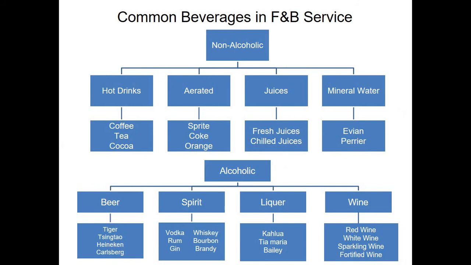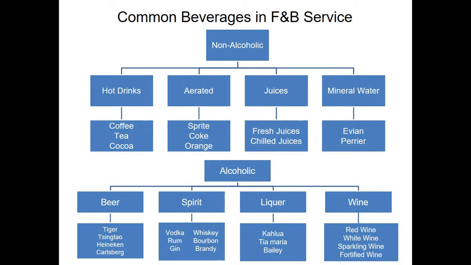In a fine dining environment, it is always a good start for you to know the common types of beverages available in a service. But of course, each restaurant or hotel F&B has got more to offer on their menu when required. Generally, common beverages are divided into two main categories: alcoholic and non-alcoholic beverages.